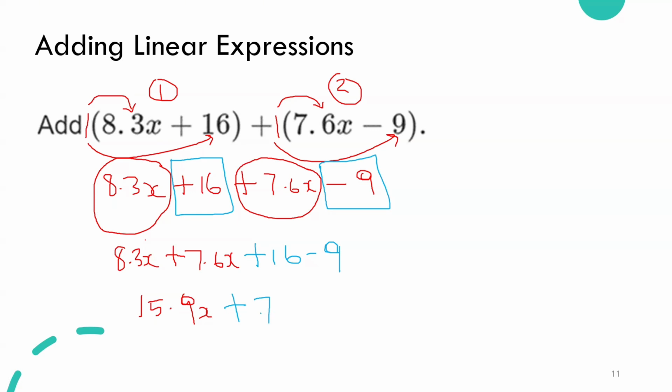So once you're adding a linear expression, you try to get rid of the parentheses first before you can combine the terms. And as I said before, if you don't see a number in front of the parentheses to distribute, always put a 1 and use that 1 to distribute so you can get rid of the parentheses, combine your like terms, and add or subtract.